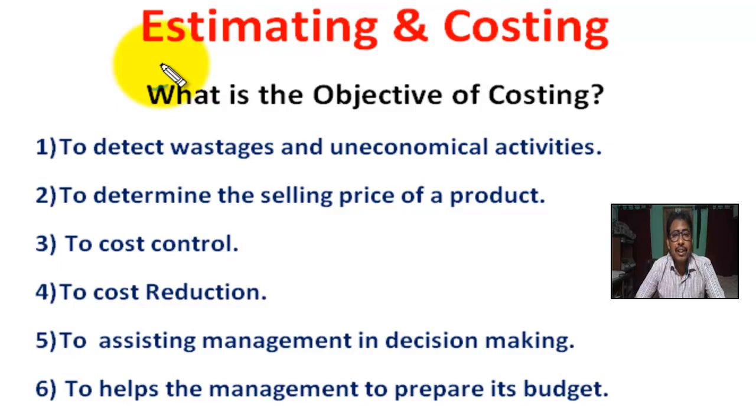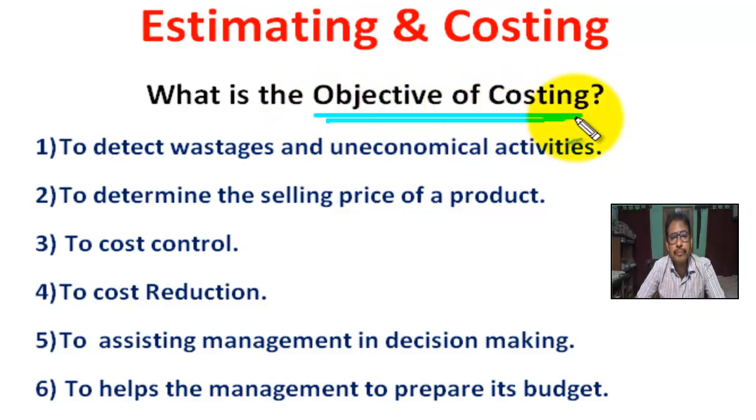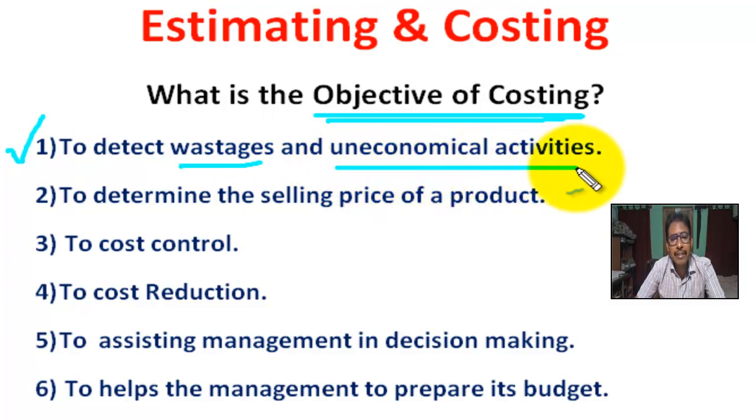Student, today we are going to learn understanding estimating and costing. What is the objective of costing? Number 1, to detect wastage and uneconomical activities.